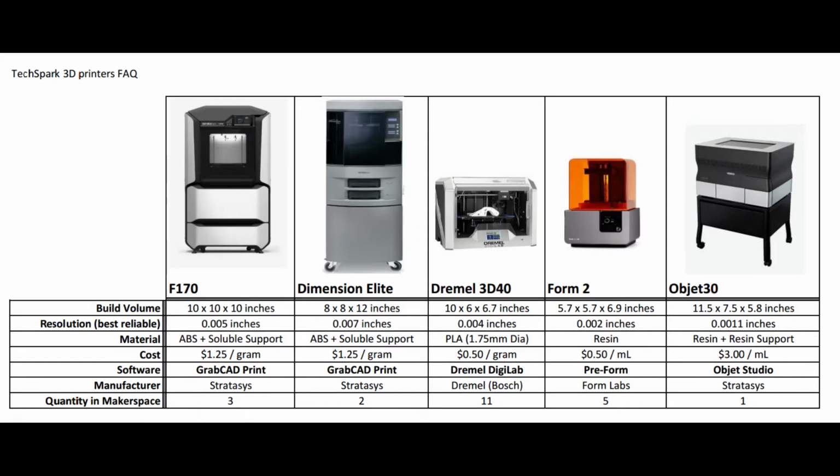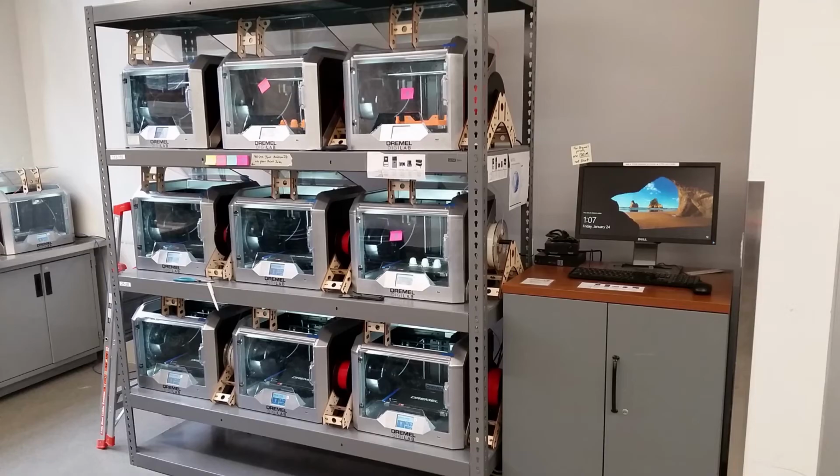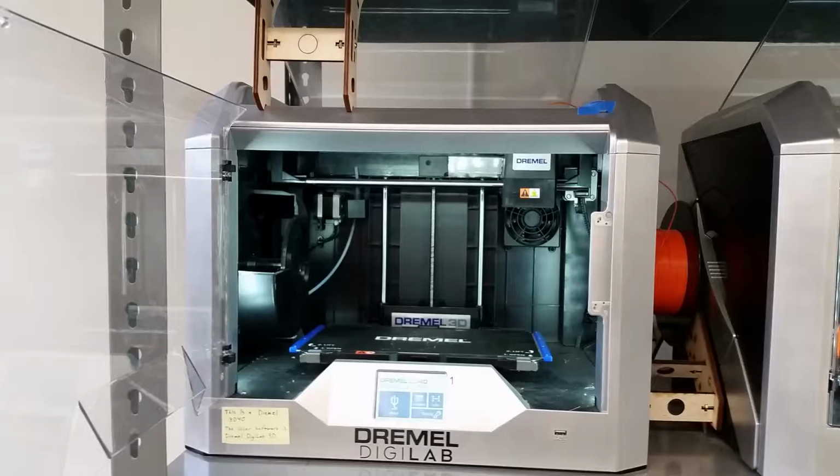TechSpark offers a variety of 3D printing machines and technologies. These machines range from industrial R&D grade machines with 2 filaments, including support and main material, like the Stratasys F170 and Dimension Elite machines, to more user-friendly consumer grade machines like the Dremel 3D40, and other technologies like SLA, like the Form 2 machine. From here on, we're going to focus on the Dremel 3D40. This machine is self-serve at TechSpark and is available free to use whenever you have a model ready to print.